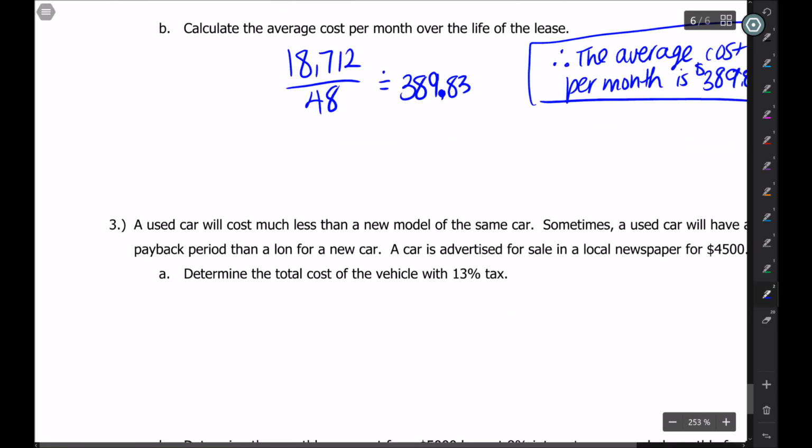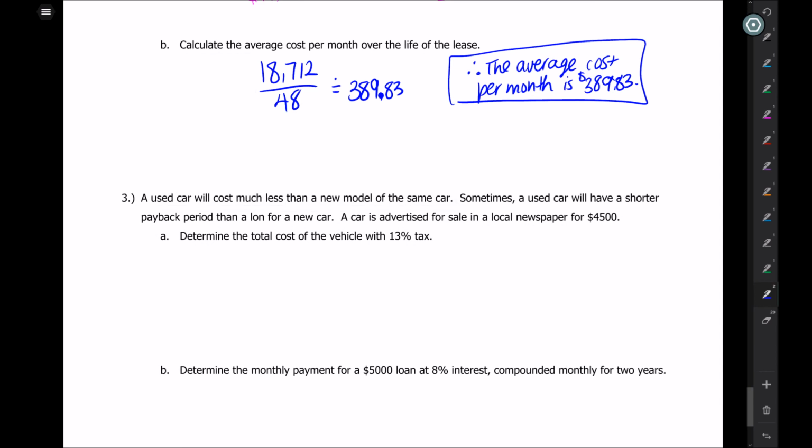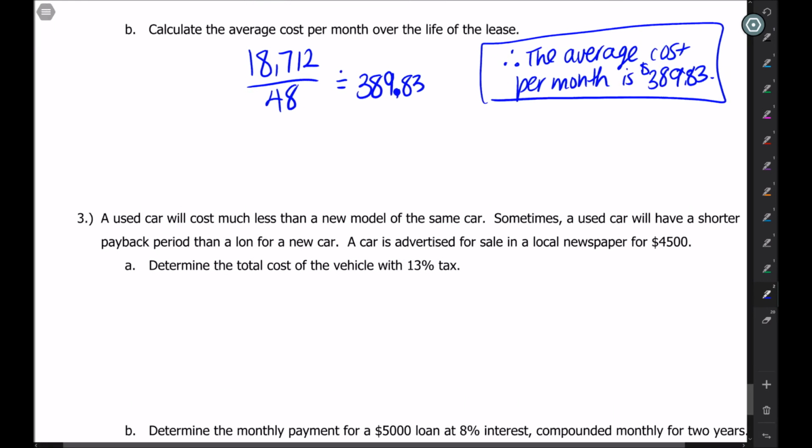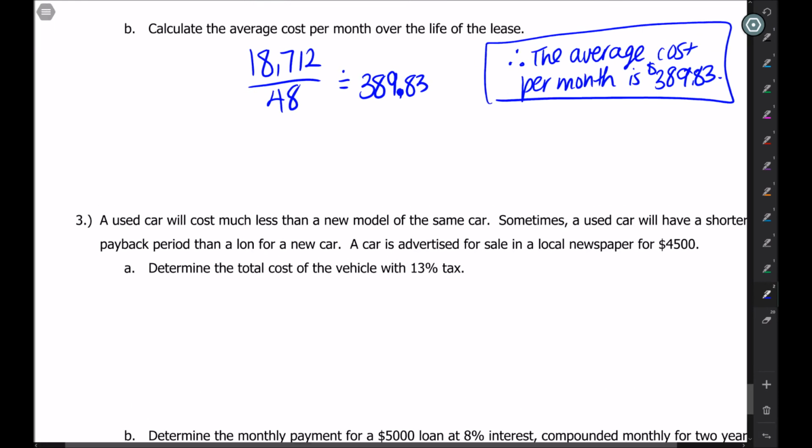Okay. All right, last question. Number 3 says a used car will cost much less than a new model of the same car. Sometimes a used car will have a shorter payback period than a loan for a new car. So this should say loan right here. A car is advertised for sale in a local newspaper for $4,500. And it says to determine the total cost of the vehicle with 13% tax.